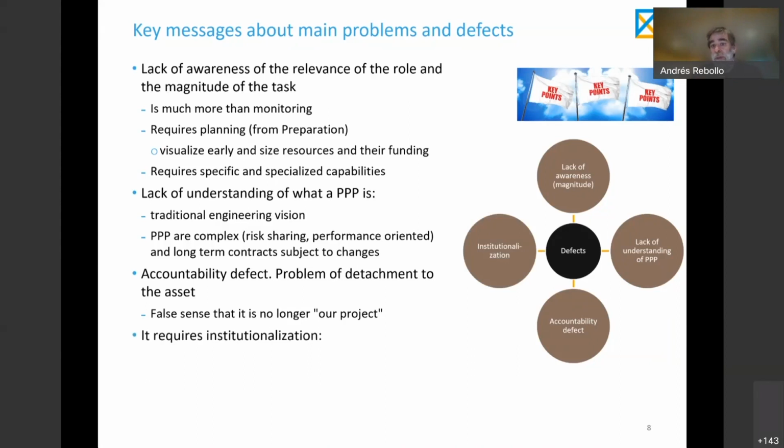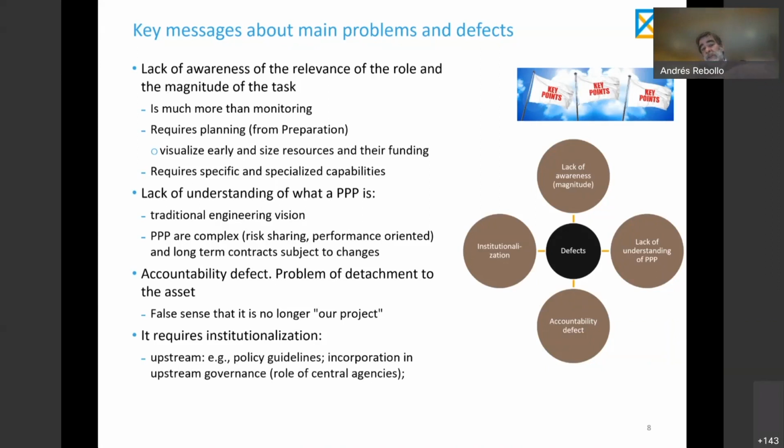And the last problem out of these four big messages is the problem of institutionalization. Contract management needs to be institutionalized. Any country today with a certain track record in PPPs, and this is good, has a PPP law or has guidelines for fiscal management, or guidelines for value for money and things like that. However, it's very rare to see national guidelines on contract management.